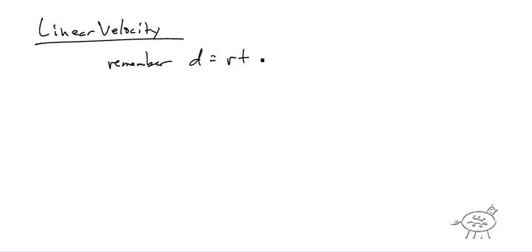So what we're going to do is apply this to going around in a circle for linear velocity. And we're going to say distance is the same thing as s, which is our arc length.